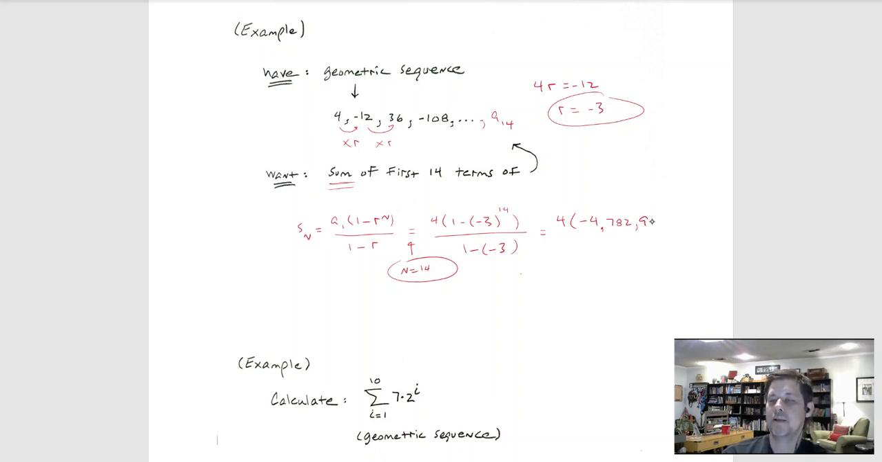968. Okay, that's that number. And still I've got this multiplying by 4. And what's this down here? What's 1 take away negative 3? That's going to be positive 4. All right, so here's where I am.